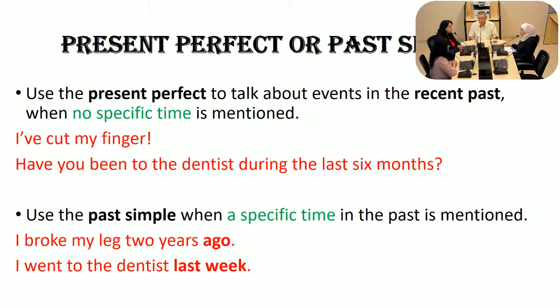So now the second one, use the past simple when a specific time in the past is mentioned. For example, I broke my leg 2 years ago. Look, dear students, ago means simple past here. I went to the dentist last week. So here the time is specific. Last means in the past.